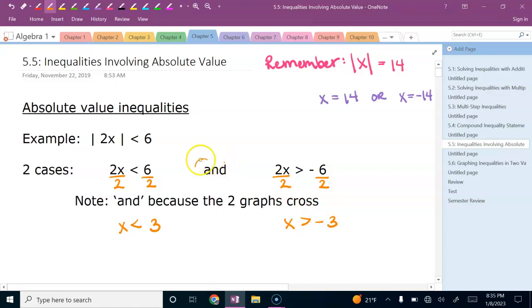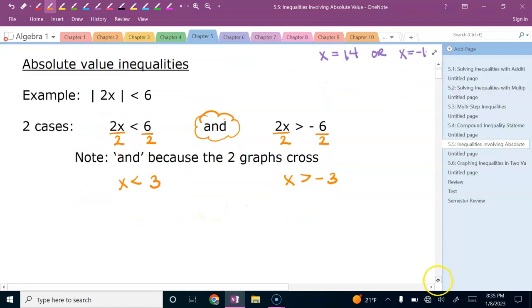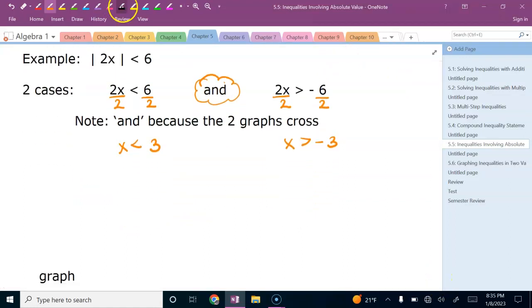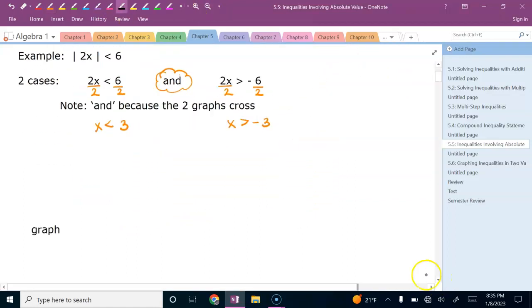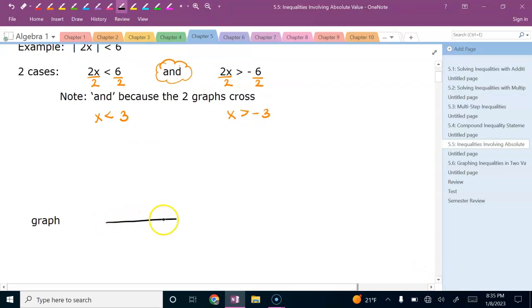They have that word and in the middle. And that's just telling me that it's going to be able to have a graph that has some overlap. So when I go down to my number line, I would put negative 3 and positive 3 on my graph. Again, make sure you put the negative over here on the left. Both of these are going to have open circles because those symbols do not have equal signs. And we're shading in between.